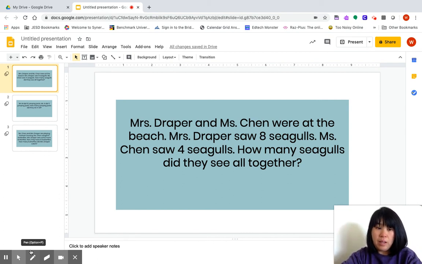It is Tuesday. What we're going to do today is we're going to look at some story problems and we're going to review using our strategies to solve them. So let's look at the first one.